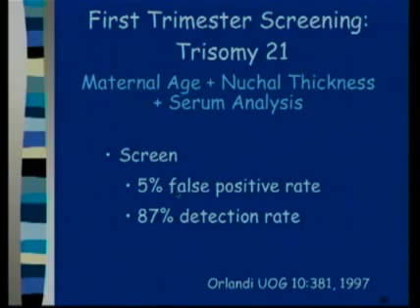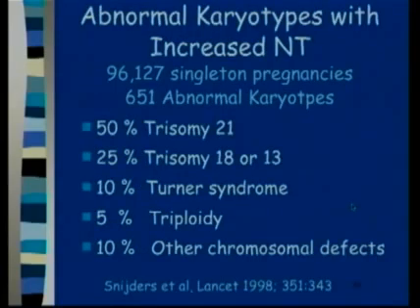Basically, we started doing this because some investigators in England figured out that if you added maternal age with nuchal thickness and serum analysis looking at HCG and PAP-A, we could pick up 87, or almost 90% now, of trisomy 21s with only a 5% false positive rate.